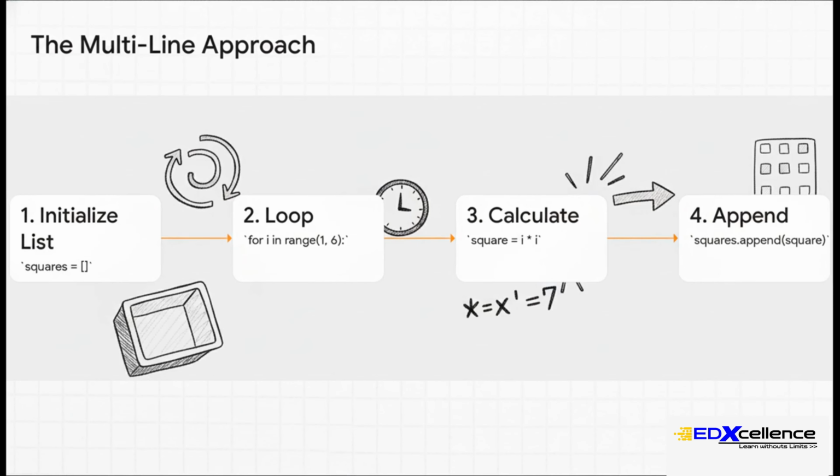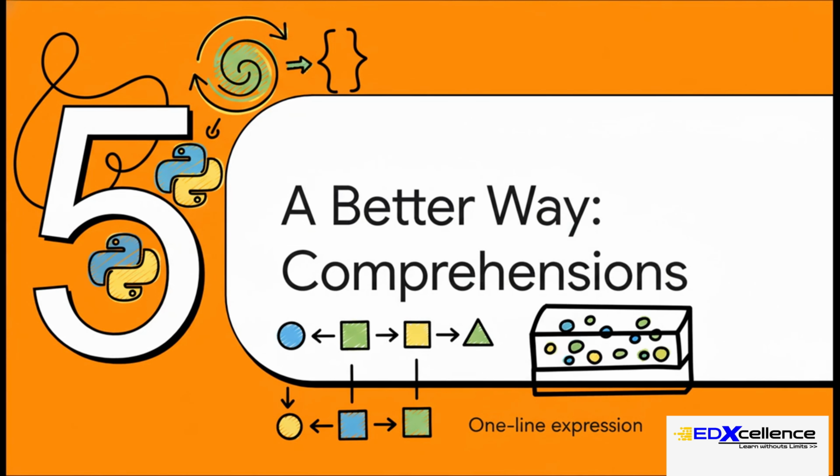Now, the way we all first learned to do this is with a for loop, right? You make an empty list, you set up a loop, you do the math inside, then you append the result. 4 distinct steps. It works, it's totally fine, but it's a little wordy for something so common. This is where Python just shines. It offers a solution that is so much more elegant, so much more concise, and, well, just more Pythonic. It's called a comprehension, and it's a total game changer.